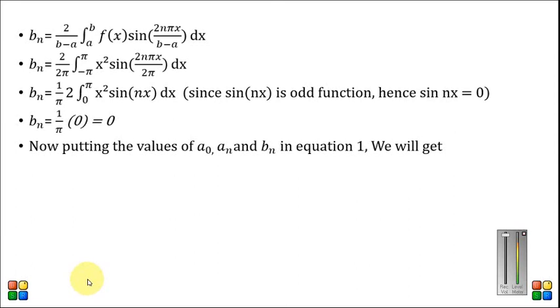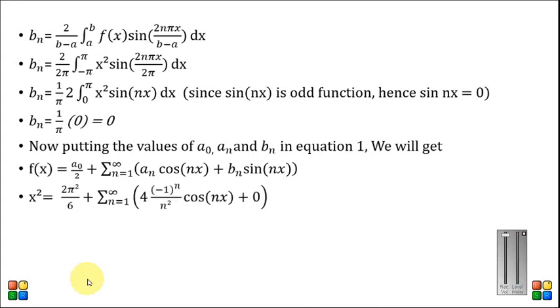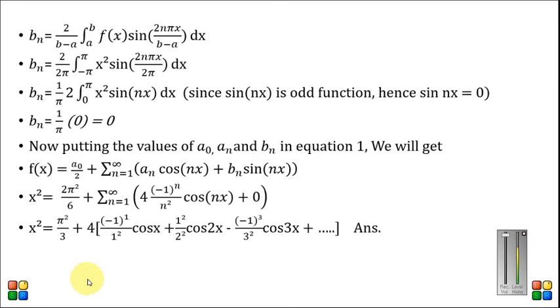Now we will put the values of a naught, an and bn in equation first, that is in the Fourier series. What we will get, a naught by 2 plus the sum of an cos nx plus bn sin nx. This is our Fourier series in the interval minus pi to pi, right? So we'll put the values, and finally we'll get our Fourier series. That is pi square by 3 plus 4 into minus 1 to the power 1 upon 1 square cos x plus 1 square upon 2 square cos 2x minus 1 cube upon 3 square cos 3x plus and so on. So this is our required Fourier series.